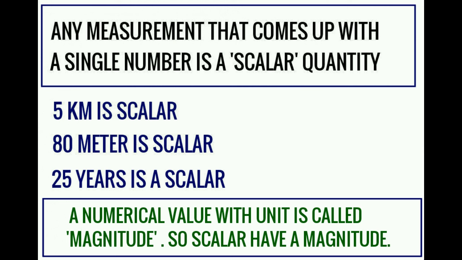Any measurement that comes up with a single number is a scalar quantity. So 5 km is a scalar, 80 meter is a scalar, 200 meter is a scalar, 1000 meter is a scalar, 25 years is a scalar, 50 gram is a scalar. The numerical value with unit is called magnitude. So scalars have a magnitude. You can see the numerical value 80 and unit meter.